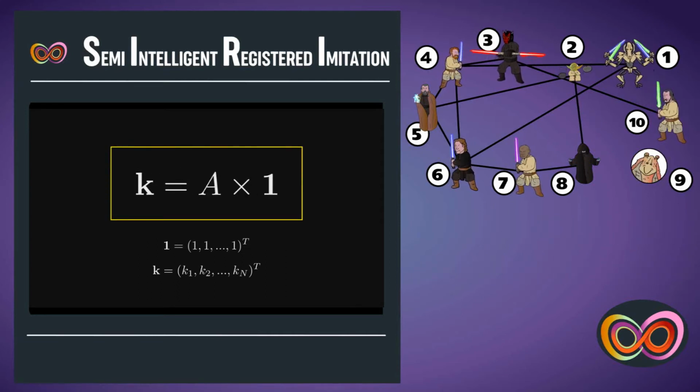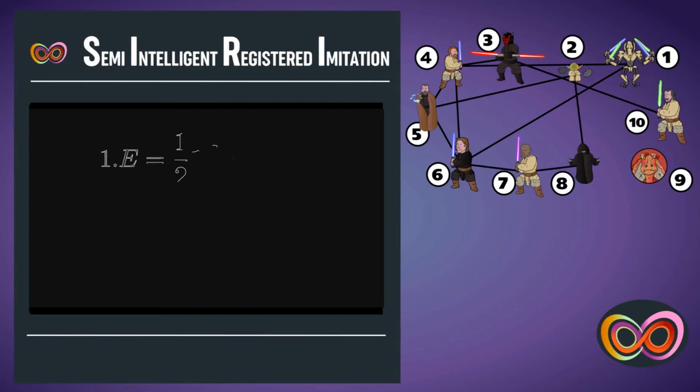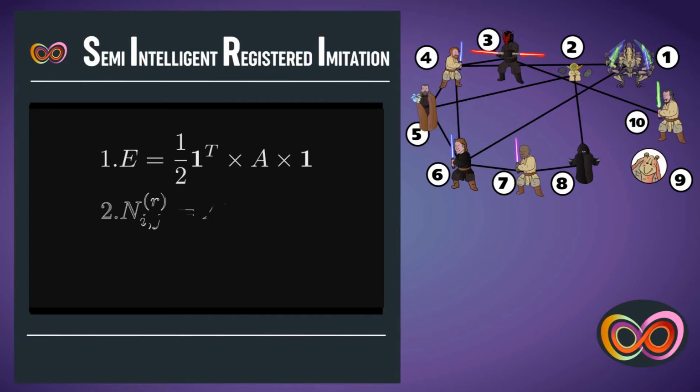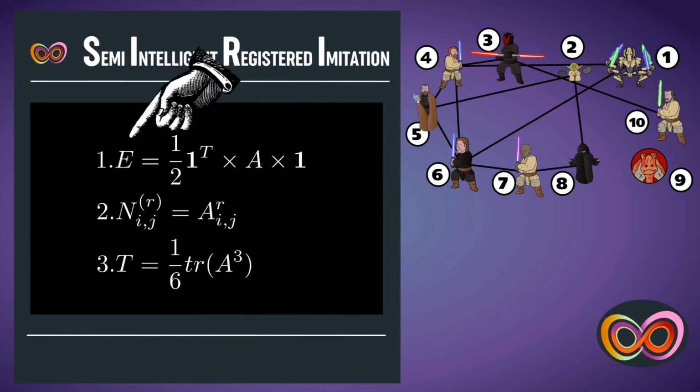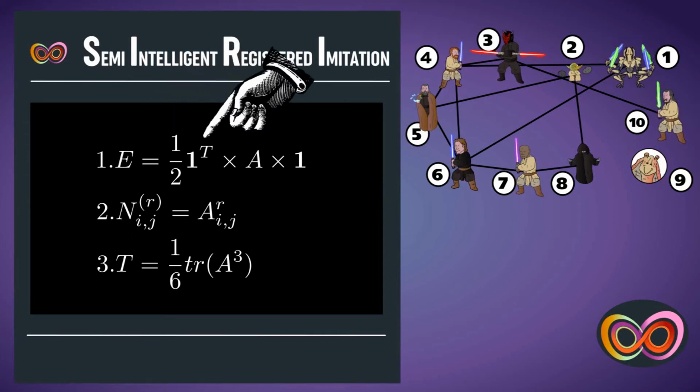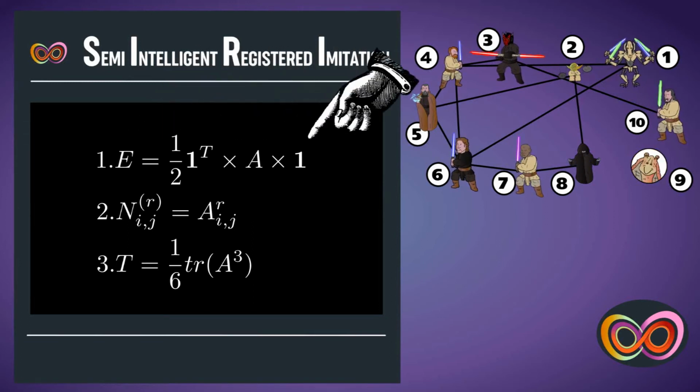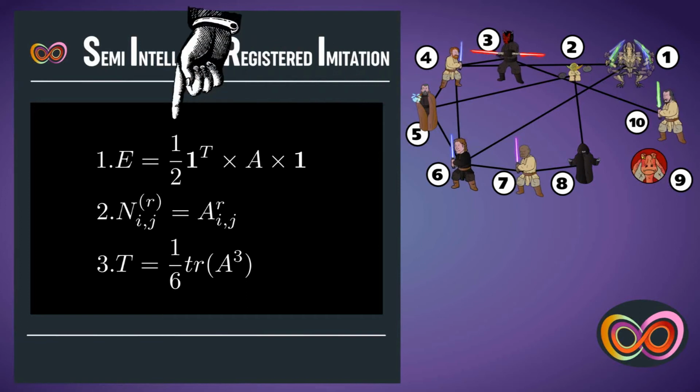Many other interesting formulas can be expressed in terms of the adjacency matrix and its powers, like these ones over here. Let's analyze them in detail. The first one tells us that the number of edges in a graph, which we denoted by the letter E, is just the product of the transpose of the vector 1 times the adjacency matrix times the vector 1, all of it divided by 2.